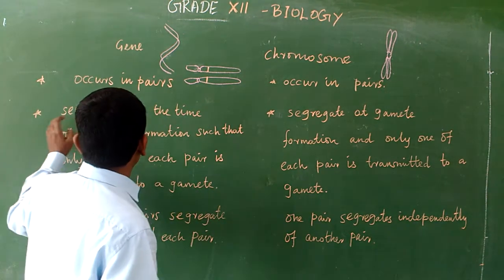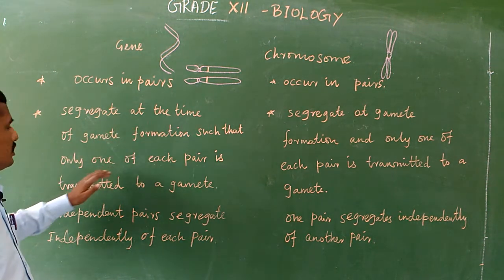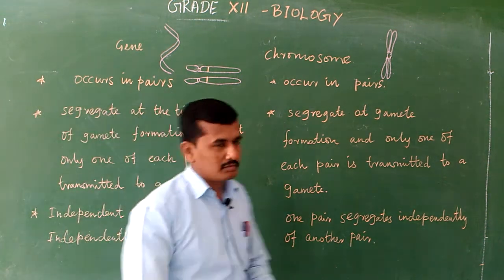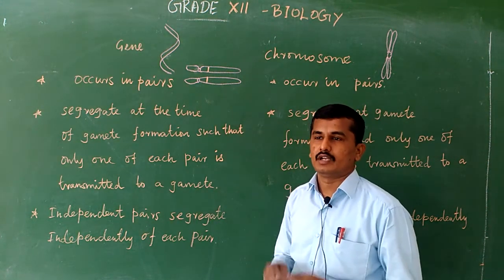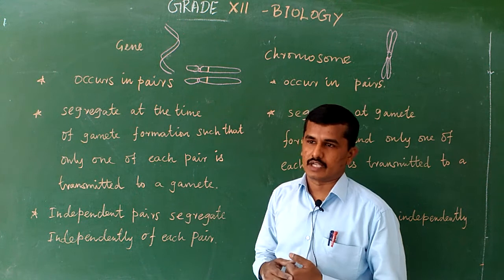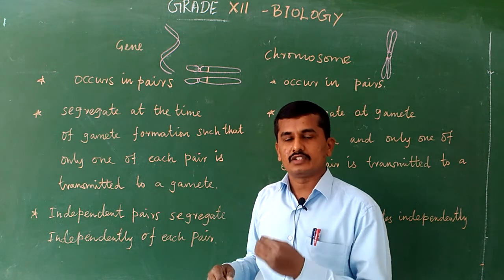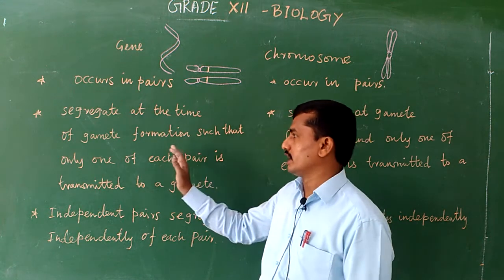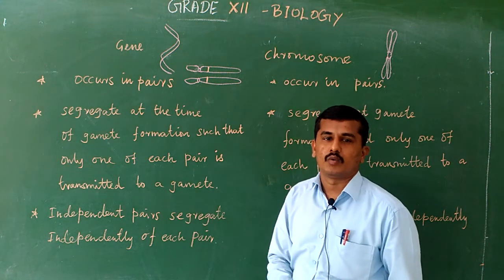So during gamete formation, the pairs segregate such that only one of each pair is transmitted to the gamete. Segregation means separation of genes during gamete formation. For example, if we have two genes controlling the same character, one gene moves into one gamete, and the other version of the gene moves into another gamete. So during gamete formation the genes segregate, and one of each pair moves to one gamete.